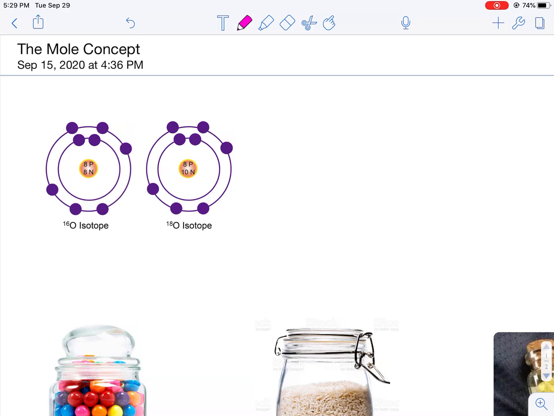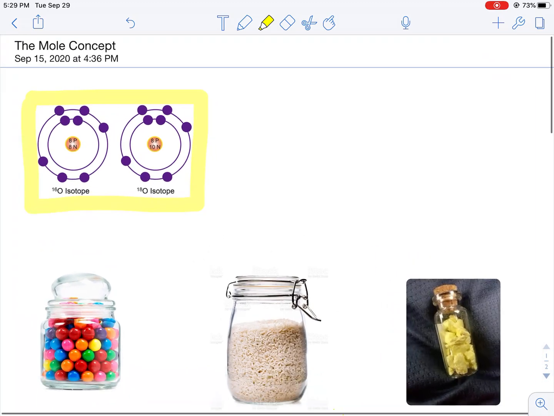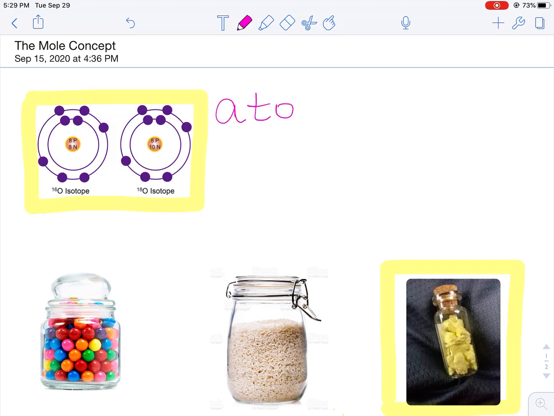Hi, today's lesson is entitled The Mole Concept. Many of the lessons prior to today were focusing on individual atoms. However, in the real world and when we're working in the lab, we don't actually deal with atoms, but rather we deal with what's referred to as bulk. So we've got atoms and bulk.